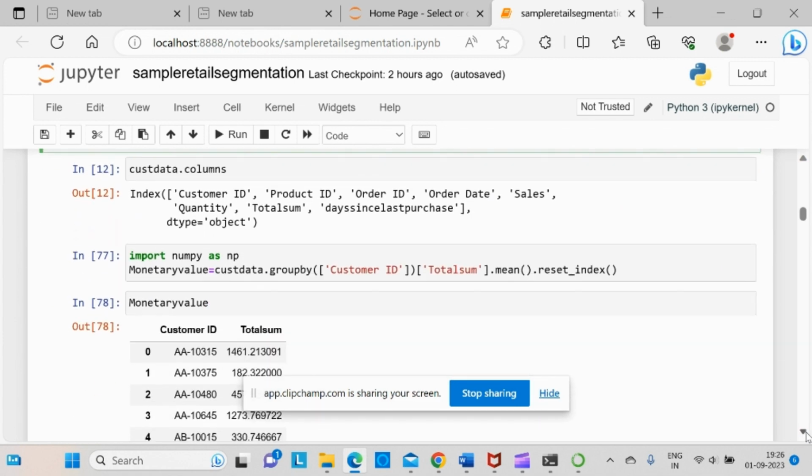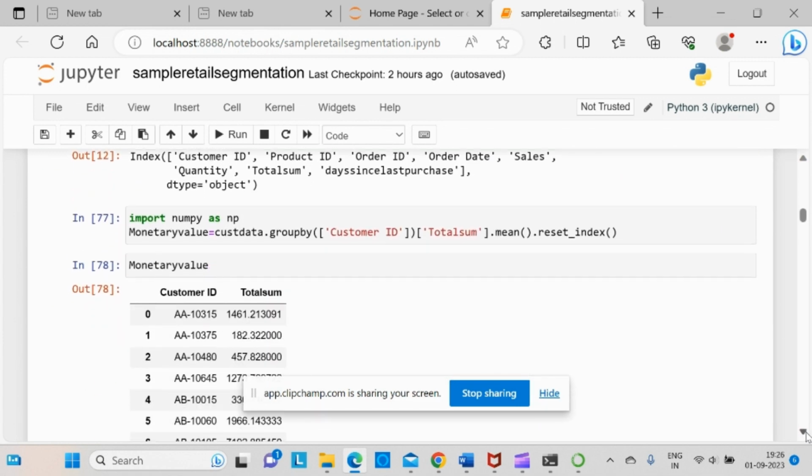The next step is to identify the monetary value for each customer. So basically, we do a group by on each customer ID and calculate the total sum and calculate the mean of total sales per customer. What is the total mean of? In essence, this will give us the average sales per customer, as you see, right?